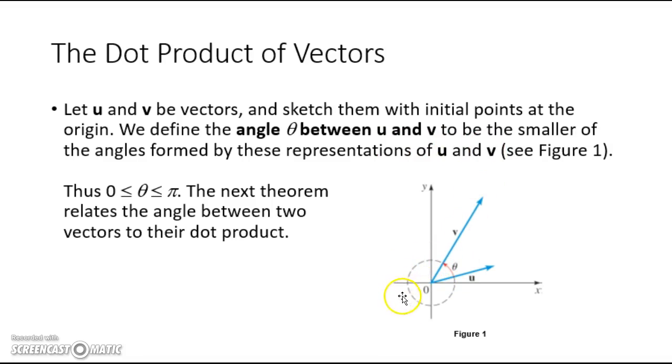Now there's a second angle, this bigger angle, with the dotted line here. But the theta we're talking about is the smaller angle between the two vectors. So theta will lie between 0 and pi. And we can find this angle using the dot product.